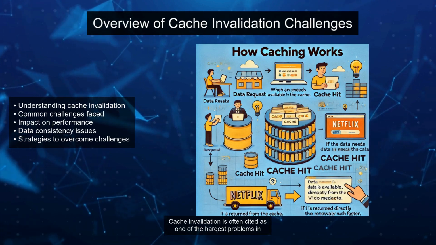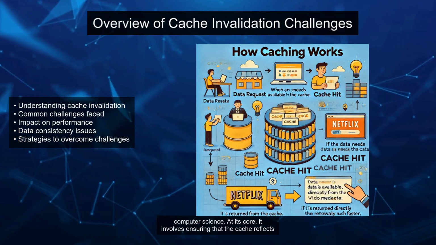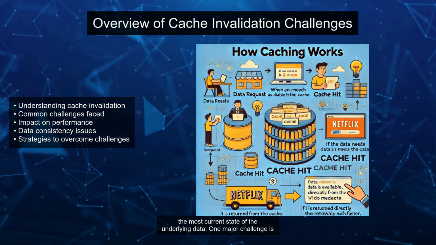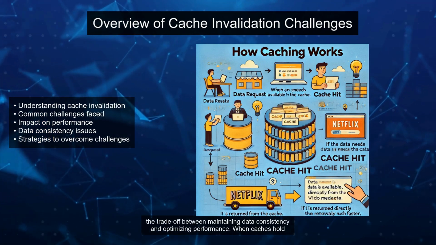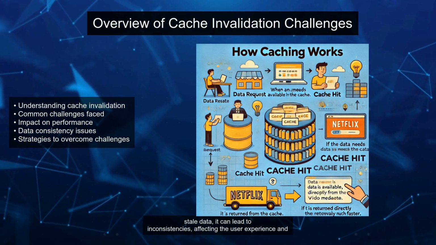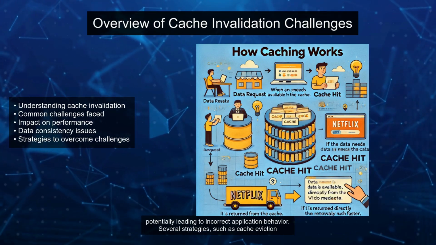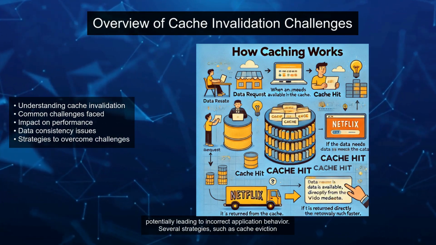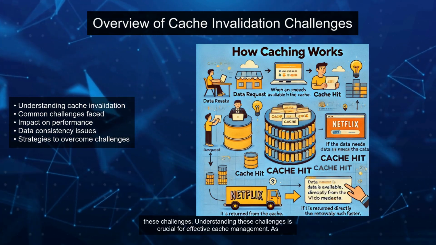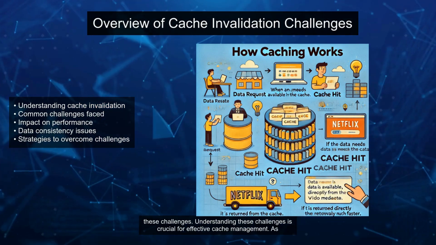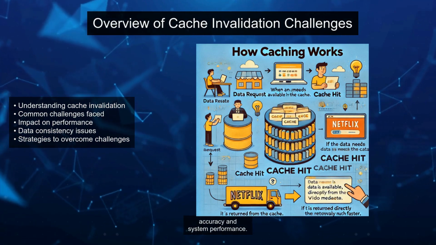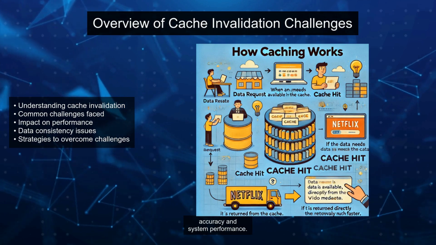Cache invalidation is often cited as one of the hardest problems in computer science. At its core, it involves ensuring that the cache reflects the most current state of the underlying data. One major challenge is the trade-off between maintaining data consistency and optimizing performance. When caches hold stale data, it can lead to inconsistencies, affecting the user experience and potentially leading to incorrect application behavior. Several strategies, such as cache eviction policies and careful design of cache update mechanisms, are employed to tackle these challenges. Understanding these challenges is crucial for effective cache management. As we explore this topic, keep in mind the delicate balance between cache accuracy and system performance.